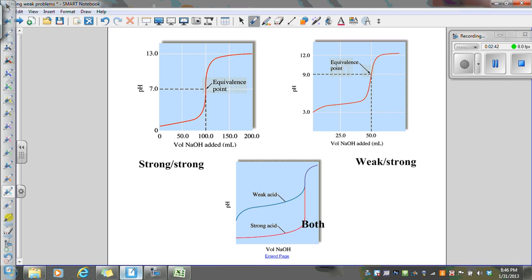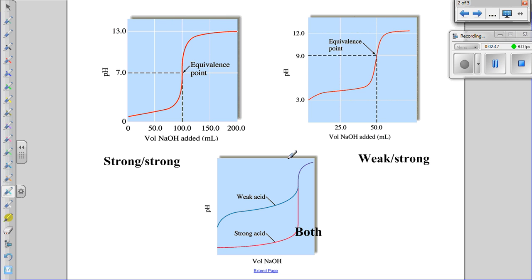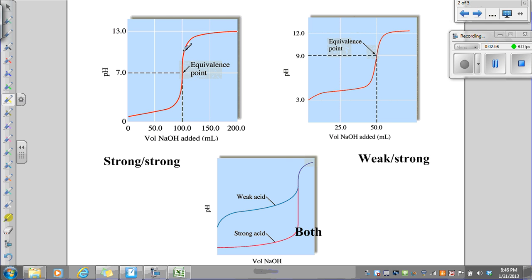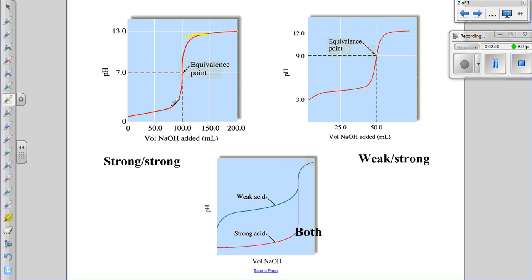Okay, now I want to show you some good graphs. Here you can compare. This is a strong acid with a strong base. This is what I was talking about in the previous video, where this part of the curve is real steep in terms of slope. And you can tell it's strong because here's your equivalence point, and the pH at the equivalence point is 7. You know you started with an acid because you had low pH to start, and you are adding base.